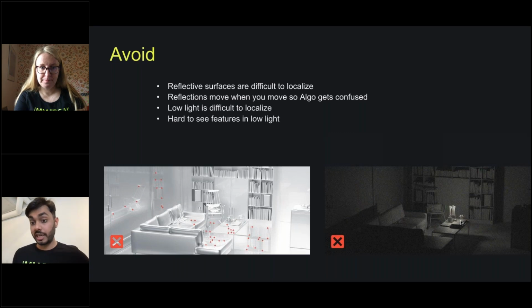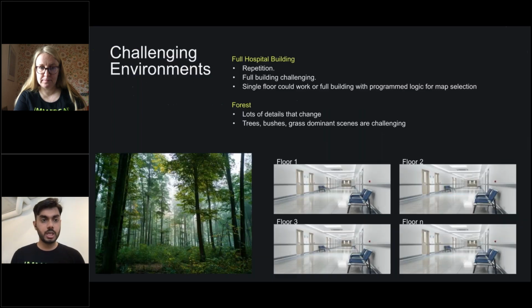Also in low light, in the dark areas, it is difficult to localize. Again, you can create a map, but the technology will be confused about where you're looking, and it is also hard to distinguish the features in low light. So the place should have continuous or consistent lighting if you are mapping an indoor area, of course.